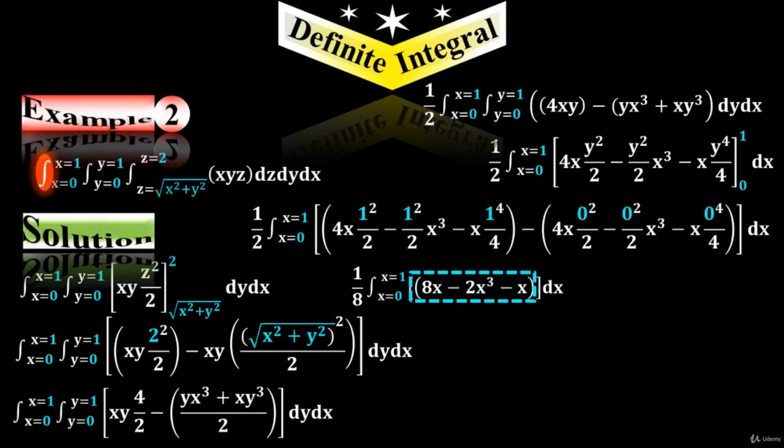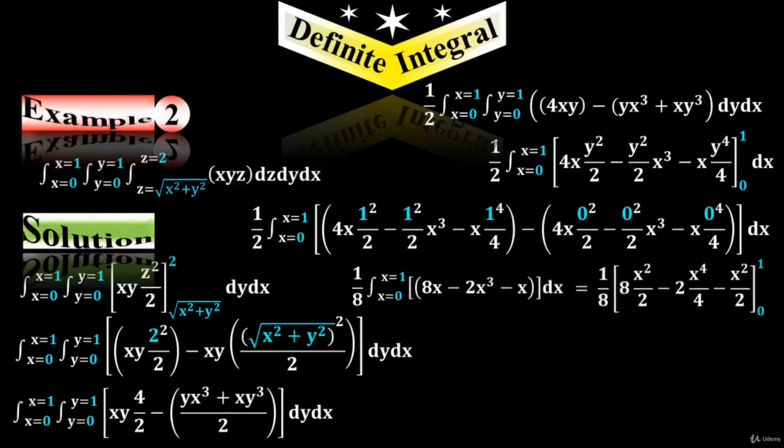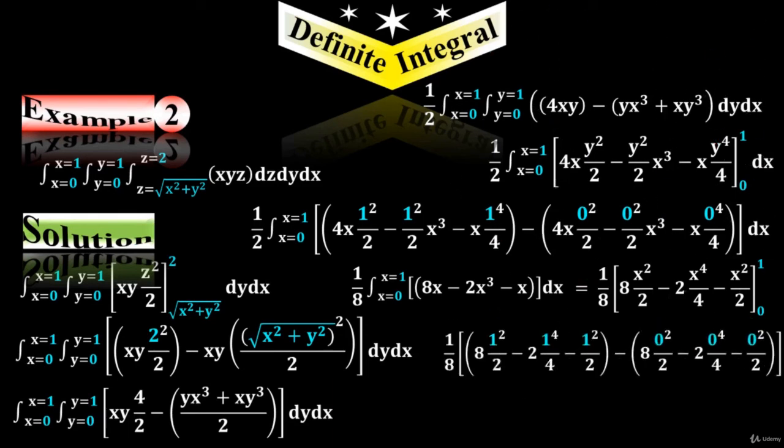Now take the third integral and integrate the final result with respect to x. After integration, we have 1/8 times x squared over 2 minus 2 times x to the 4 over 4 minus x squared over 2. Substitute the value of limits here. The upper limit is 1 and the lower limit is 0. Substitute these values in x variables. This will be 0, and we're left with the final result, which is 3/8. This is the final result for the given function.